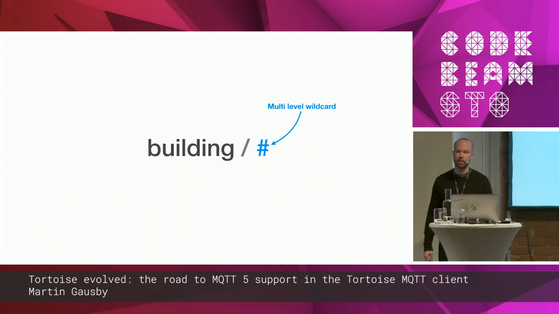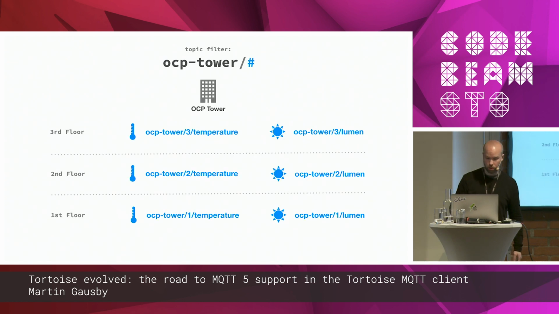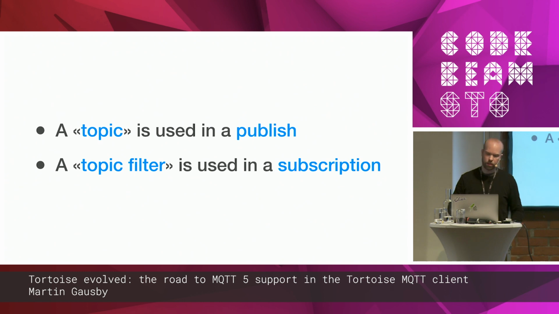So we also have a multi-level wildcard, and of course this works like this. It will match all the topics beneath. Right. So a topic is used in a publish, and a topic filter is used in a subscription.